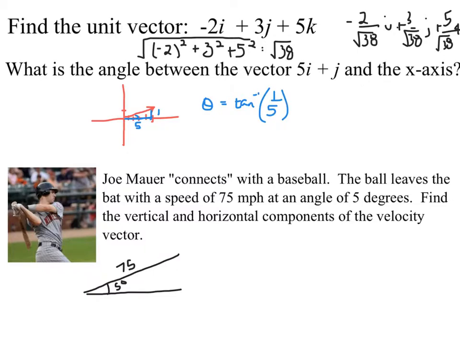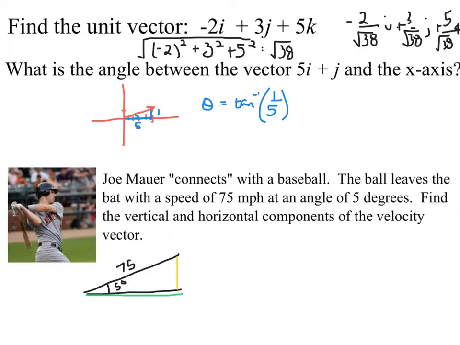To get the horizontal component, we would use cosine. And to get the vertical component, we would use sine. The reason for that is that here, this is the adjacent side, adjacent to the angle. So that's why it's cosine. And this is the opposite of the angle, and that's why we would use sine.